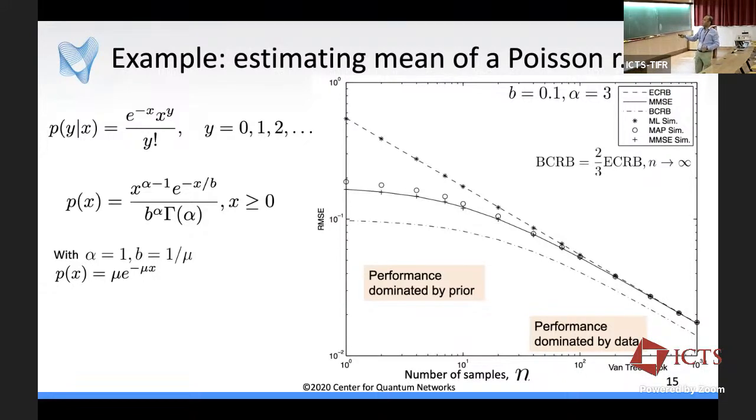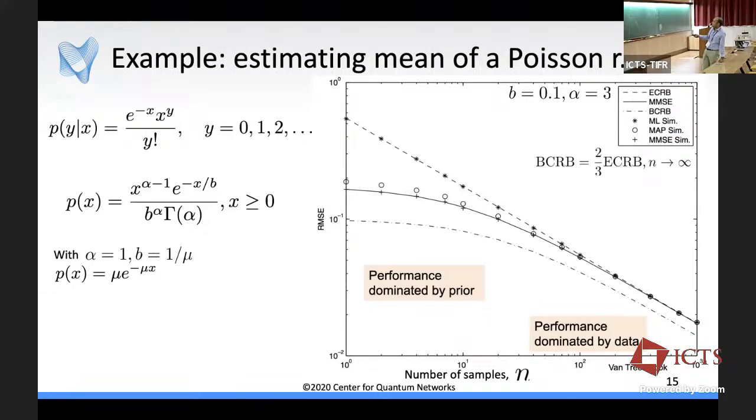All right, so what he plots here, on the x-axis, is the number of samples. And on the y-axis, he's plotting the root mean squared error, the mean squared error with a square root. So see what is happening. The stars are the simulated value of maximum likelihood, so you're not even using the prior information. And as expected, the ECRB is tracking the ML estimator's performance. And when n becomes high, the ECRB, the MAP and the MMSE estimator's performance, which are the circles and these pluses, all converge to the same thing, given by the ECRB, which we saw in the previous slide, right?